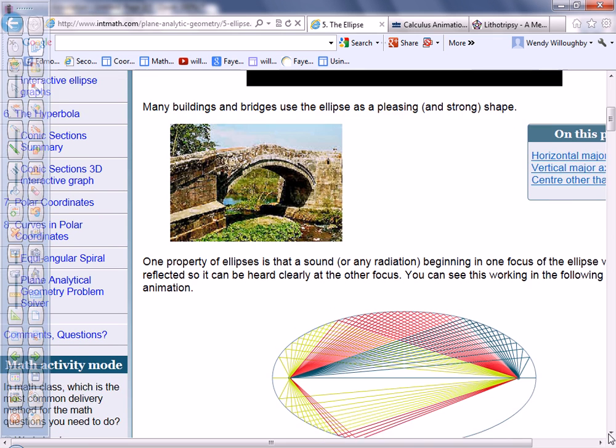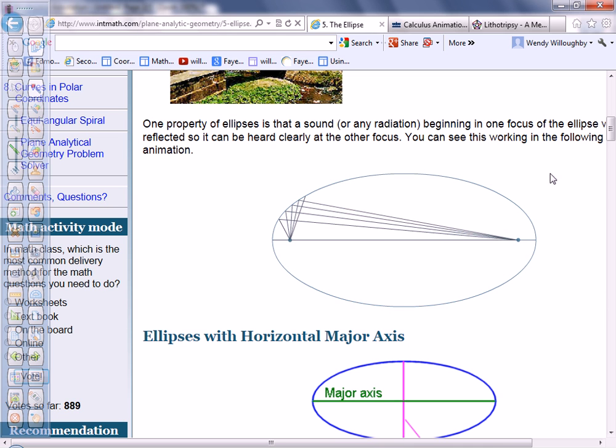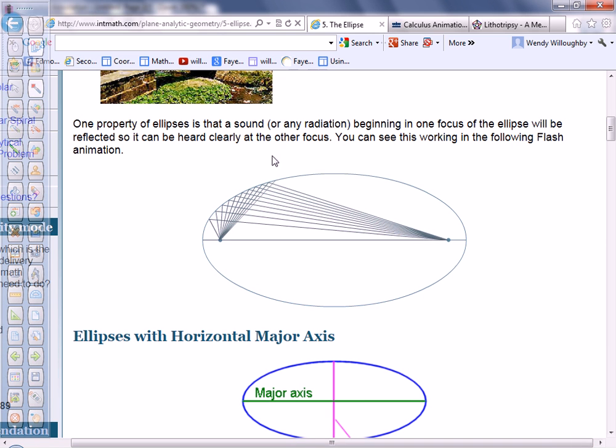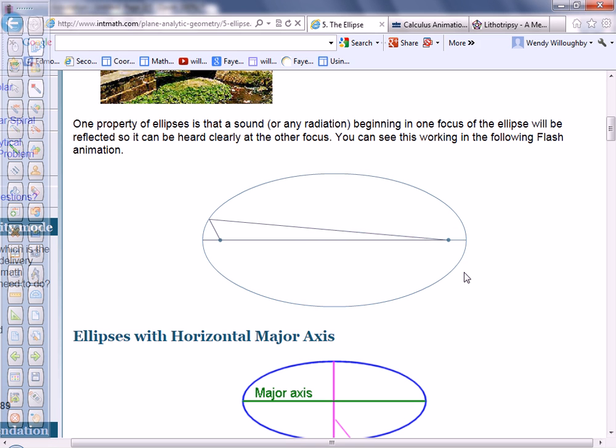Okay, now this is pretty cool. One of the properties of ellipses is that sound, or any radiation, beginning at one focus, since an ellipse has two foci, will be reflected so that it can be clearly heard at the other focus. You can see this working here. So it bounces off and it lands at the other. Does anybody know of any real world application? When you're in a tunnel, it depends on the shape of the roof line.